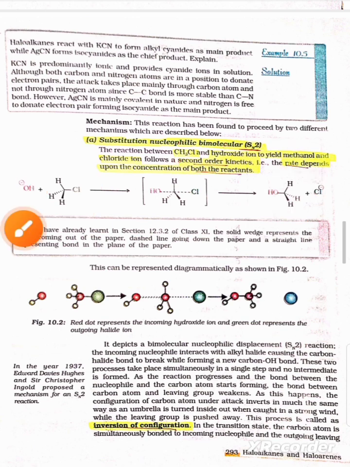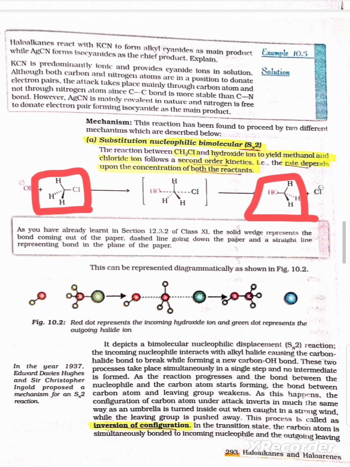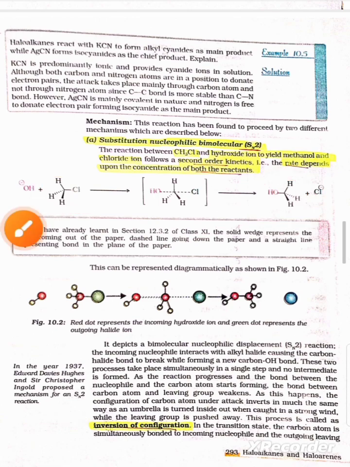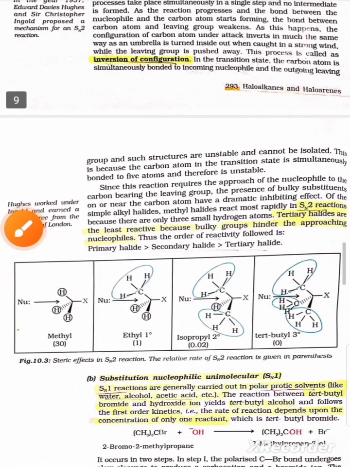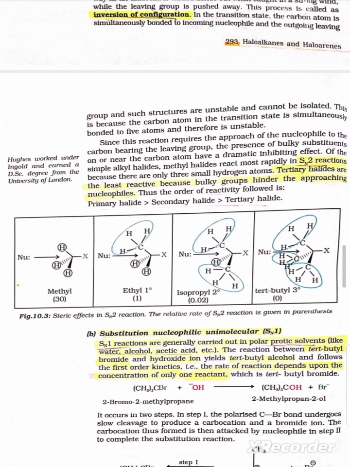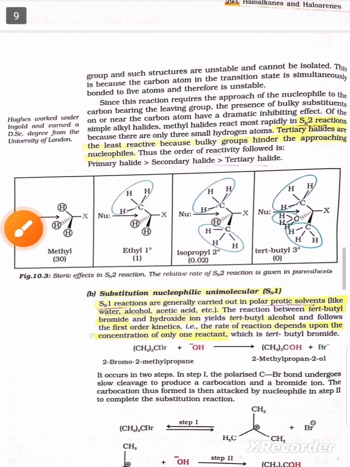And after the SN2 reaction, we will find there is an inversion in the configuration. In SN2, the least reactive alkyl halides are tertiary halides, because of the presence of bulky groups in tertiary alkyl halides.